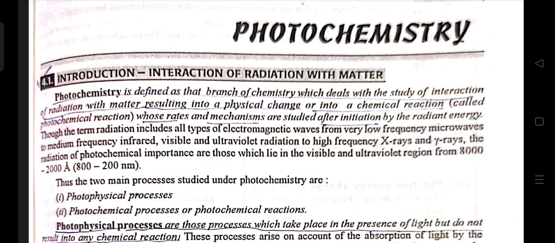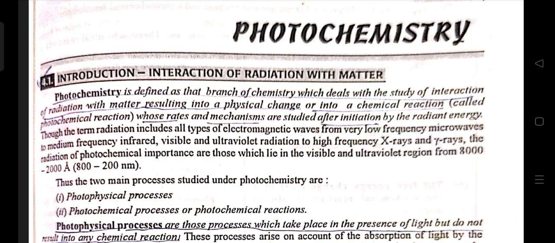by the radiant energy. Though the term radiation includes all types of electromagnetic waves, from very low frequency microwaves to medium frequency infrared, visible and ultraviolet radiation, to high frequency X-rays and gamma rays, the radiations of photochemical importance are those which lie in the visible and ultraviolet region, from 8000 to 2000 angstrom.